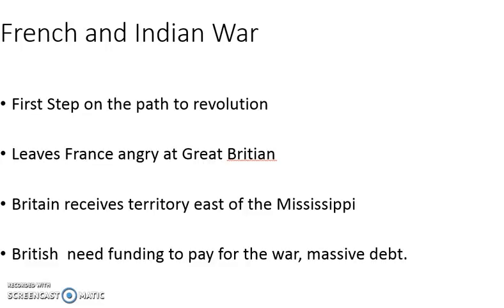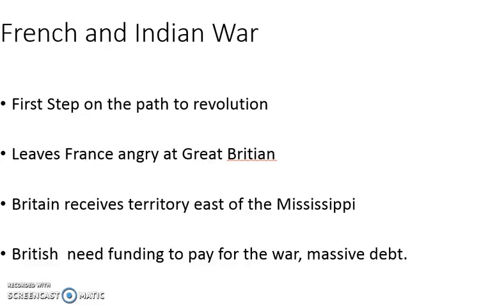Alright, the first step on the path of the Revolutionary War begins with the end of the French and Indian War, which leaves Britain as the winner and France as the loser. This makes France, obviously, really upset about Great Britain. For lack of better terms, they're pretty sore losers about it. This also gives Britain pretty much all of the territory east of the Mississippi and south of Canada. However, this also leaves Britain in massive debt in order to pay for the war.